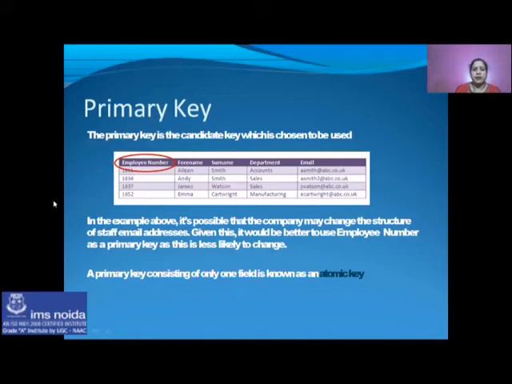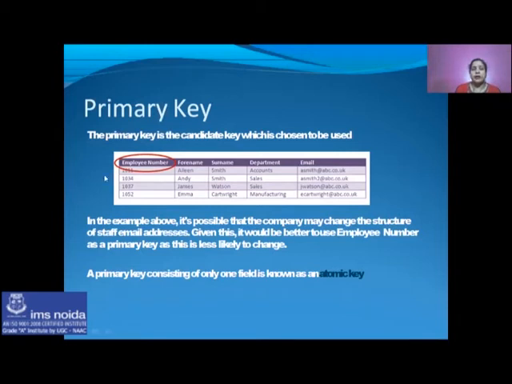So here we see a primary key consisting of only one field is known as an atomic key. It means we have only one attribute which uniquely identifies that particular record and has been considered the primary key. So employee number here has been considered the primary key and is a unique key. But it is not always necessary that there is only one attribute that can uniquely identify the record.